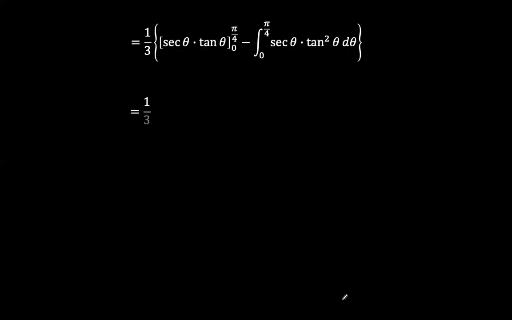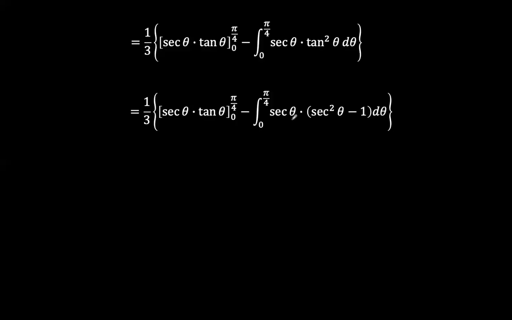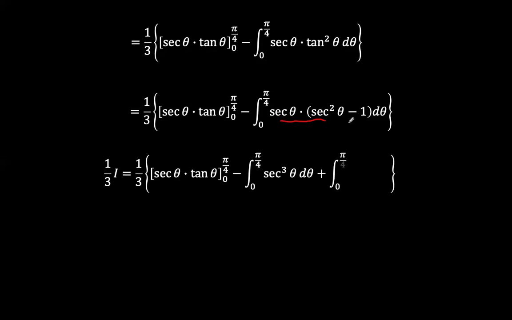Continuing, we can now express tan square theta in terms of sec theta. So tan square theta is the same as sec square theta minus 1. And so we are left with sec cube here and sec theta here. Since this entire integral is a third integral of sec cube theta, then we do have an I here. So we have a third integral of sec cube theta with the limits, and then in that we still have sec cube theta.